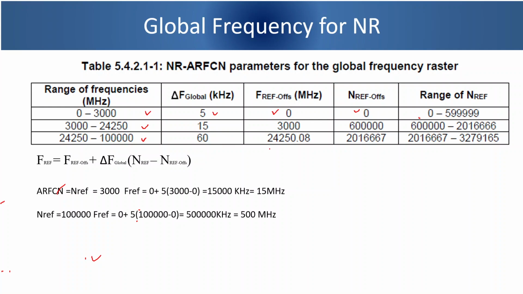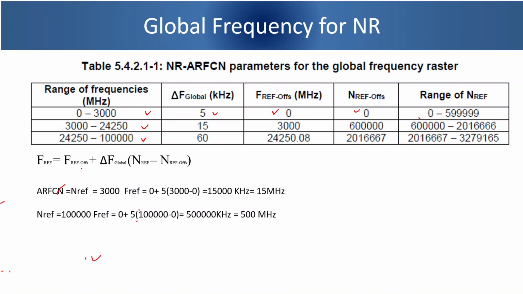And then here the offset is 24250.08, and then NREF is this one. So let us calculate. Just see one example where I have given ARFCN as 3000. Let us calculate the frequency for NREF 3000. That means if the ARFCN value is 3000, it belongs to the first range, because the first range goes up to 6 lakh.